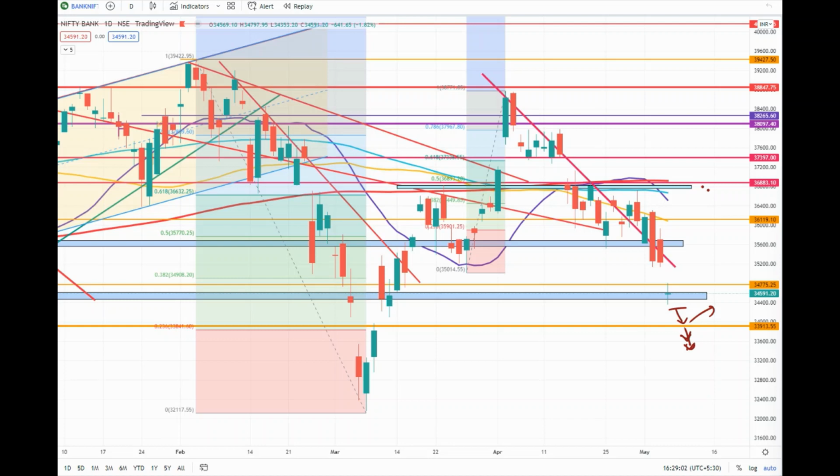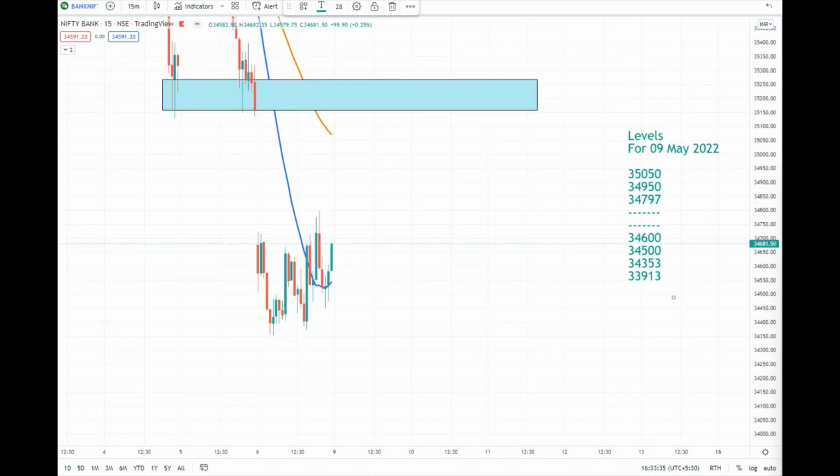So for the exact levels, let us now move to the shorter time frame chart, that is 5 minutes or 15 minutes. The levels that we can look for Monday, that is tomorrow, are indicated here on the downside: 34,600, 34,500, 353, below which if there is a gap down you may see 33,913 as well, as this is very much possible. If there is sideways action, you may see a bounce till 797, 950 and 35,050 on the top side.